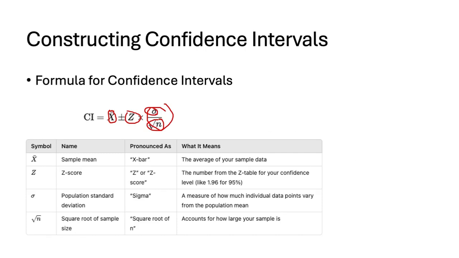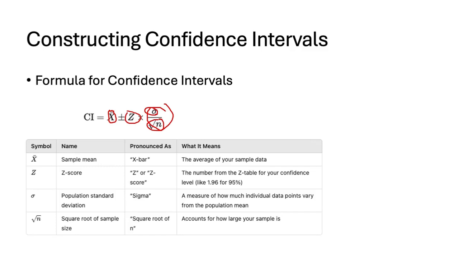So the steps to construct this confidence interval are to calculate the sample mean, x bar, which is the average of your sample data, then find the standard error of the mean. The standard error tells us how much our sample mean might vary. Then choose a confidence level to find the z-score. The common confidence levels are 90% with a z of 1.645, a 95% confidence interval with a z of 1.96, and a 99% confidence interval with a z of 2.576.